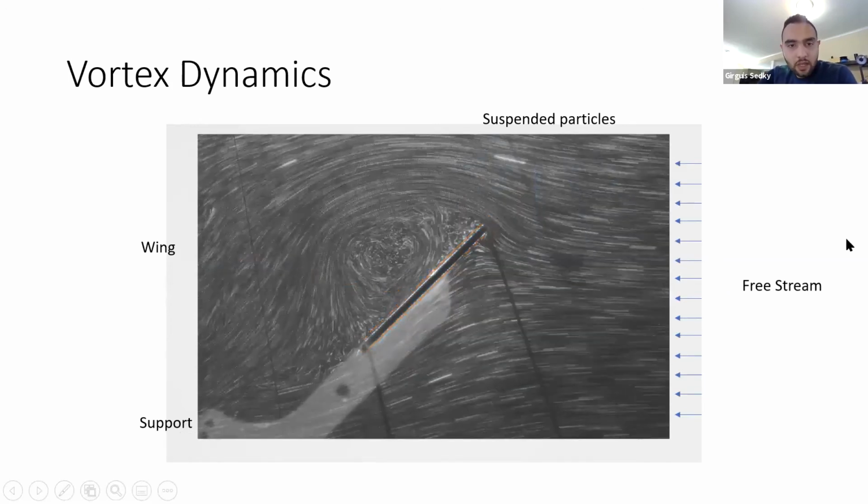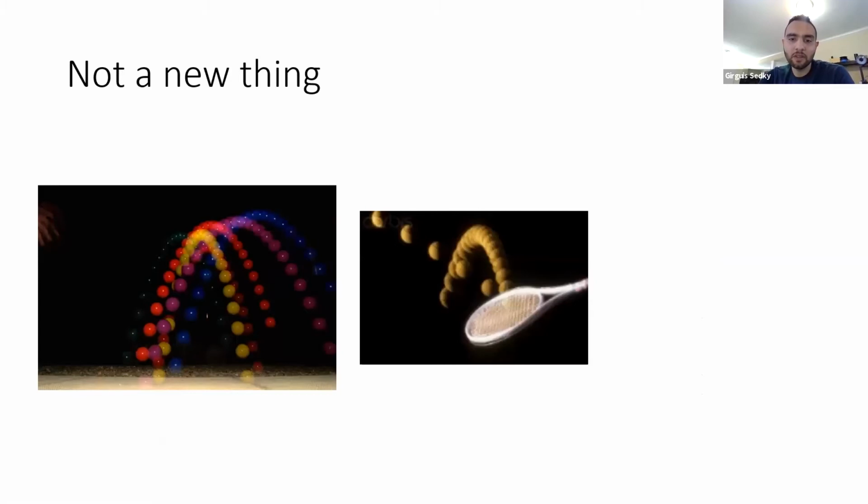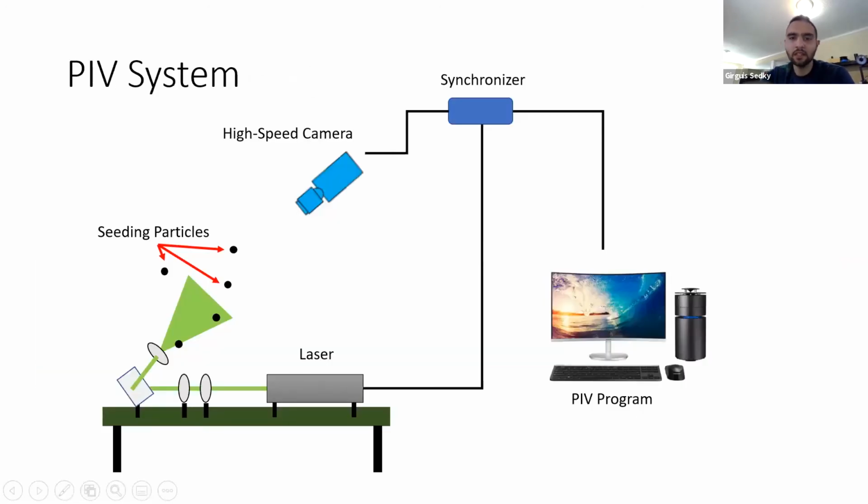All right, moving on. Again, not a new thing. Basically, you can get a bunch of images, average them together, and you can start seeing the streak where the ball is moving, right? This is a schematic, the general schematic of what a PIV system involves.